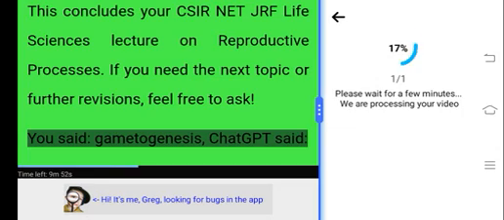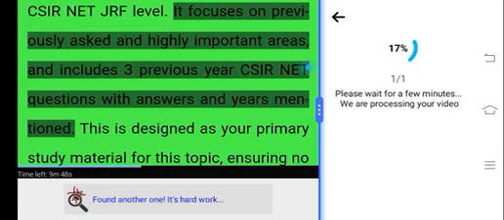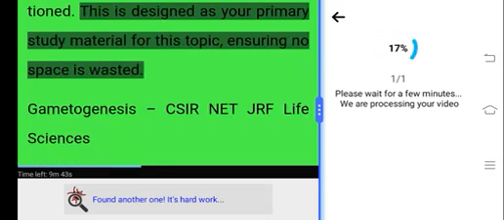You said, gametogenesis. ChatGPT said: Here is your CSIR NET JRF Life Sciences lecture on gametogenesis, written in dense, paragraph format with maximum word coverage, tailored specifically to CSIR NET JRF level. It focuses on previously asked and highly important areas, and includes 3 previous year CSIR NET questions with answers in years mentioned. This is designed as your primary study material for this topic, ensuring no space is wasted.